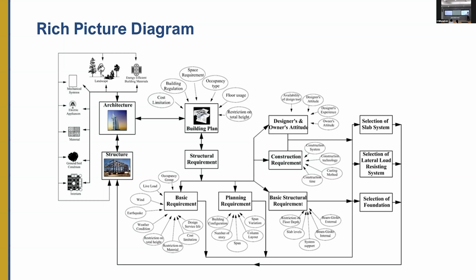Planning requirement, building configuration, number of stories, span, length, column layout, whether it's uniform or not. This is the structural requirement. Then restriction on floor depth, slab levels, support system, and so on.